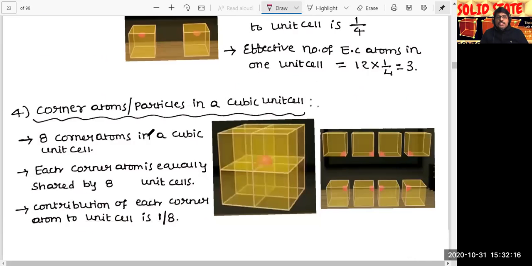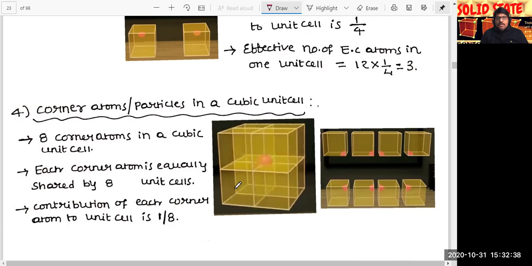In fact, these things are only written here, and now the corner particles. What is the situation of a corner particle? See, for example, if a particle is present at the corner, and at the bottom there are 4 unit cells, at the top also there are 4 unit cells. In this diagram, if you see, bottom unit cells 4, top unit cells 4.